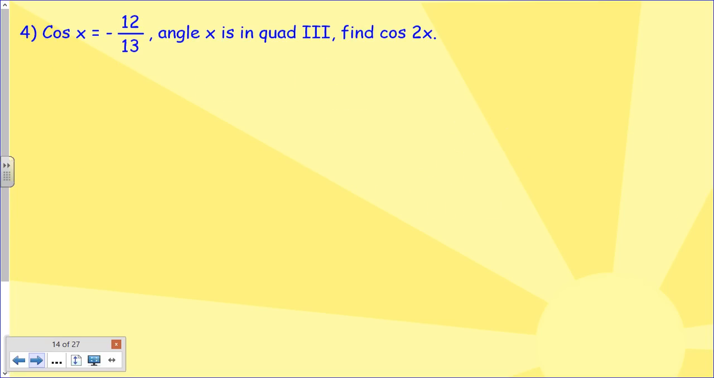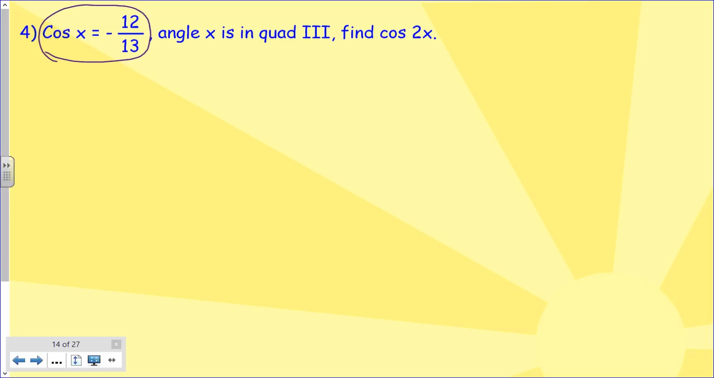Last one. Cosine x equals negative 12/13. Angle x is in quadrant 3. Find the cosine of 2x. Well, I have 3 choices to choose from. I'm given what the cosine is equal to. Since I'm given what the cosine is equal to, I'm going to use the formula that only has cosine. That way I don't have to draw my triangle and find any other values.